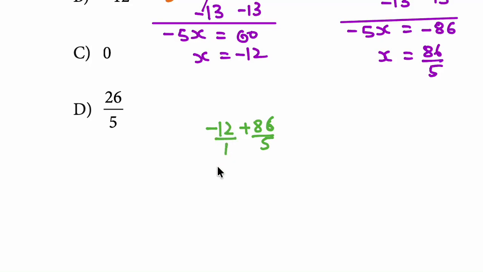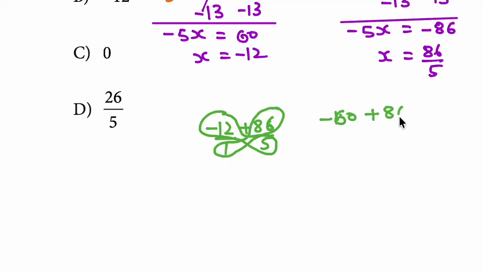Negative 12 can be written as negative 12 over 1. Now the numerator of the first fraction and the denominator of the second, multiply them. So negative 12 times 5 is negative 60. And then take the second pair. The numerator of the second and the denominator of the first, multiply them. And in the denominator, multiply the two numbers. See, it's just looking like a butterfly. That is why it's known as the butterfly method. So that is 26 over 5. That means D is the right option.